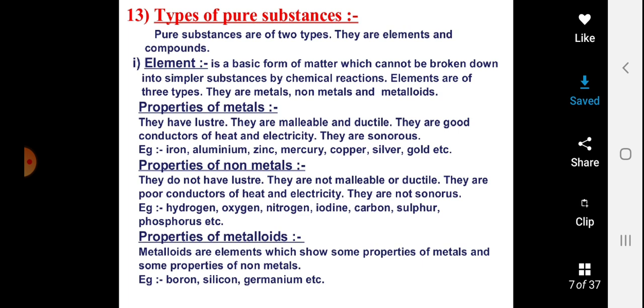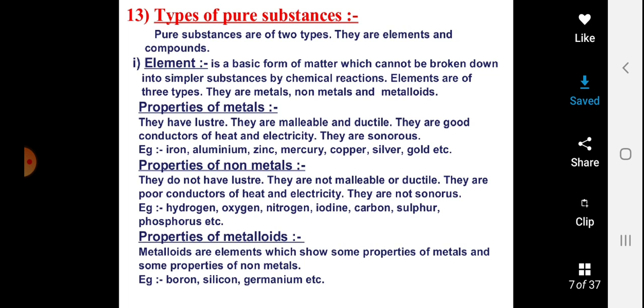Now let's see the properties of non-metals. They do not have luster, they are generally dark or grey in color. They are non-malleable and non-ductile because generally non-metals are in the form of liquids or gases. They are poor conductors of heat and electricity, except graphite and some forms of carbon. They are not sonorous, they don't produce sound. Examples are hydrogen, oxygen, nitrogen, iodine, carbon, sulfur, phosphorus, etc.